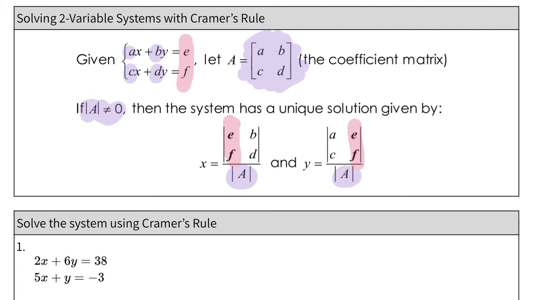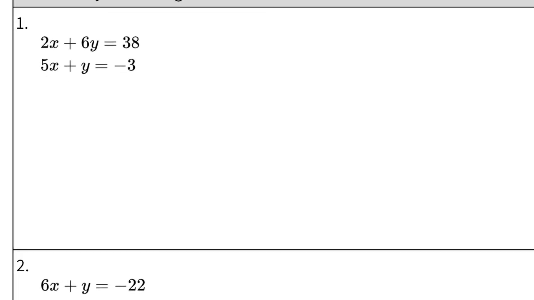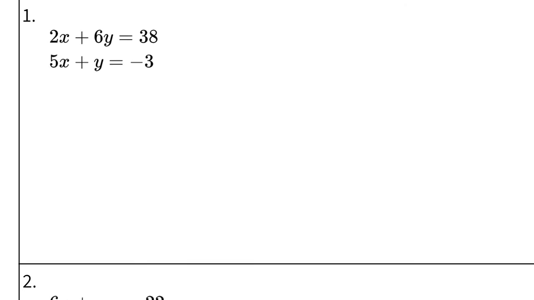So let's look at our first example. We have 2x plus 6y equals 38, and 5x plus y equals negative 3. So first off, what you want to do is make sure that everything is lined up: the x's, the y's, and then the constants. But let's write our coefficient matrix. So we're just going to take the numbers from out front: 2, 6, 5, 1.